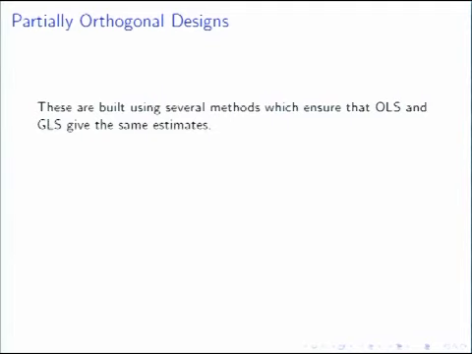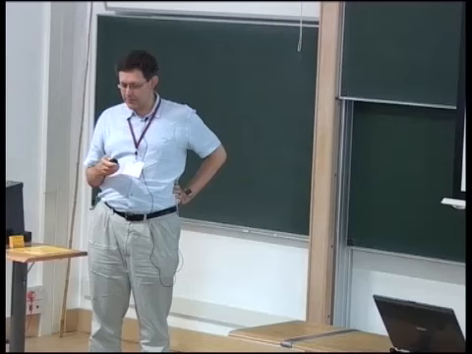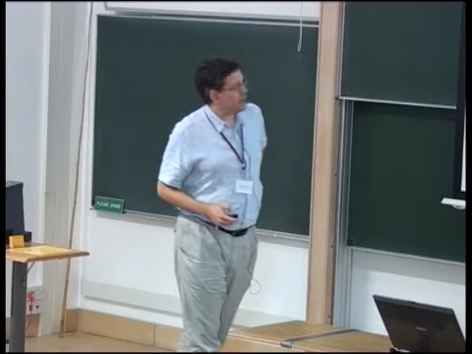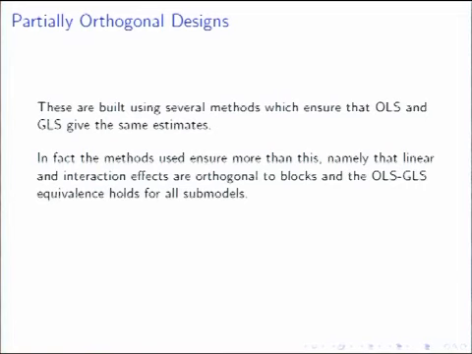Then the third approach, what I call the partially orthogonal designs approach, the authors of this series of papers use several different methods to construct the designs, and they describe the main aim as being to ensure that ordinary least squares and generalized least squares give the same estimates. But actually their conditions are much stronger than that. They ensure much more than that. So they ensure that all linear and interaction effects are estimated orthogonally to the block effects in the next higher stratum. So that's why I call them partially orthogonal designs.